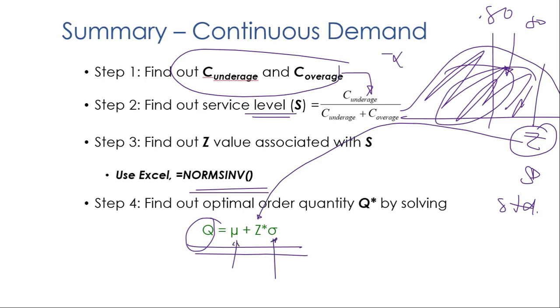Okay, so the mean and standard deviation are from your data. Okay, it's from your sample, and z right here is the standard deviation in the normal distribution curve that corresponds to the two costs right here. All right, let's look at the example.